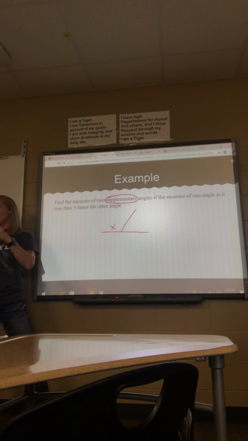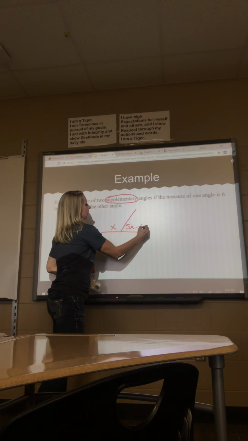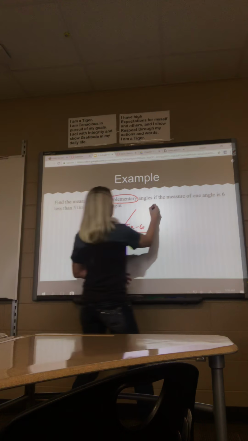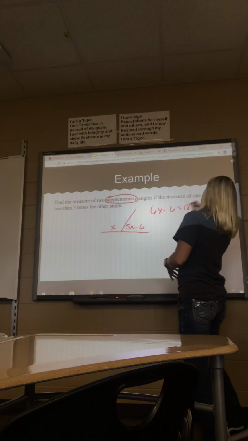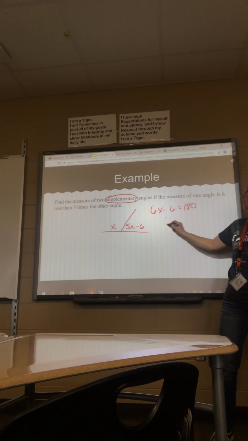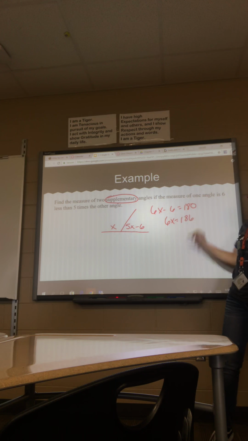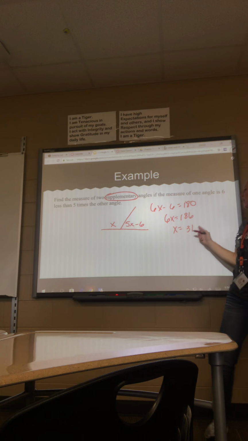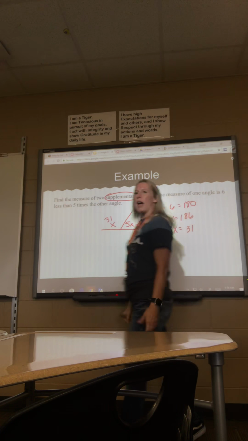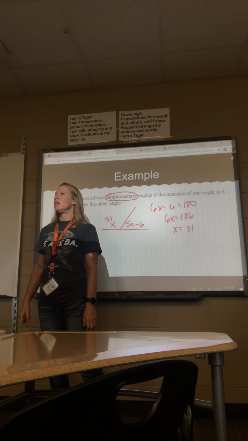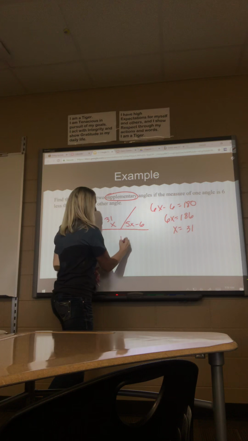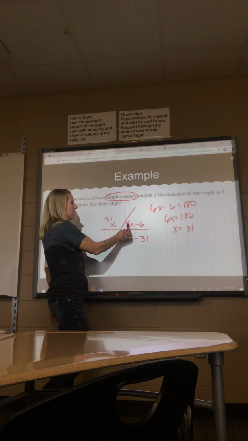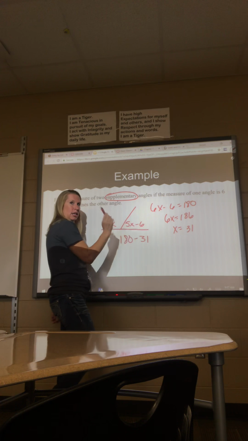less than 5 times x. So it'd be 6x minus 6, right, equals 180. Then you add 6 on both sides, and it'd be 6x equals 186. And 186 divided by 6 is 31. So one of the angles is 31. How would I figure out the other angle? 180 minus 31 would give us that other angle. Or you could do 5 times 31 minus 6.